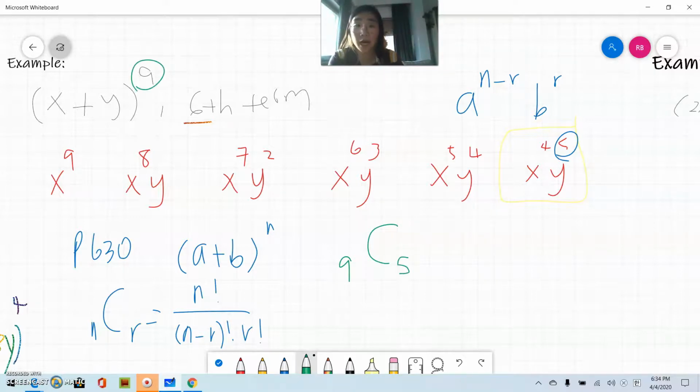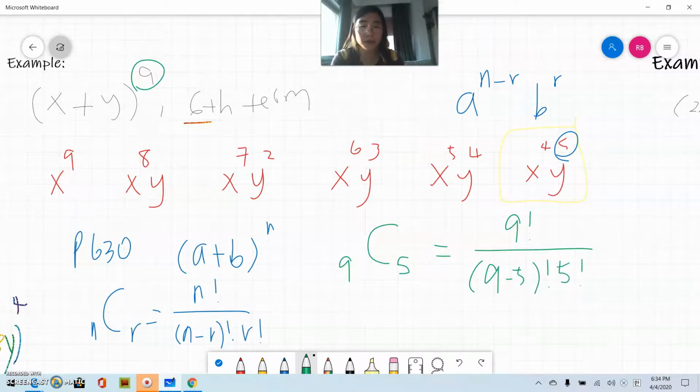And we're doing 5 because the power of y will be 5, not 6. Does that make sense now that I'm showing you the formula? So then it works like this. 9 factorial over 9 minus 5 factorial times 5 factorial.